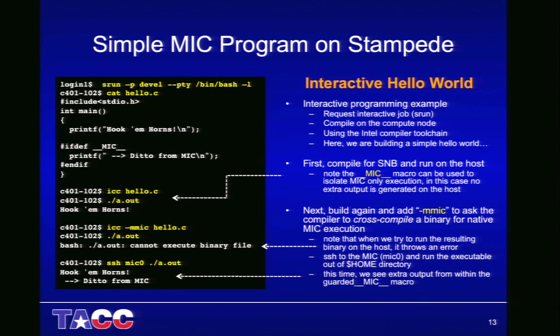This is what I'm doing here, SSH mic0, and I run that same executable, and I get the same output that I had before, but because this ifdef is now valid, I also get this extra output. So it's a very trivial sort of hello world. In real cases, we're doing sort of pragma-based offloads where we're running MPI code on the host, and then on a section-by-section basis, we're using pragmas to offload code to the MIC. But it just gives you a feel for how it works.